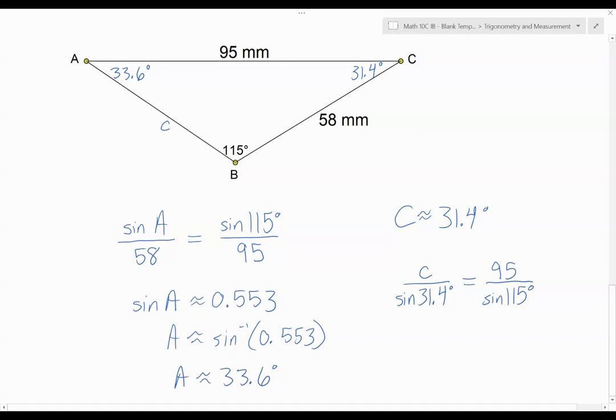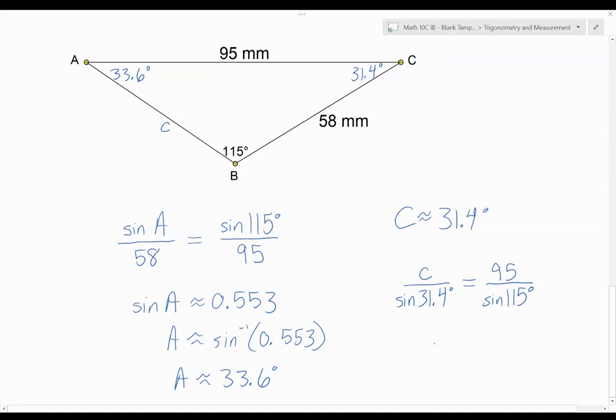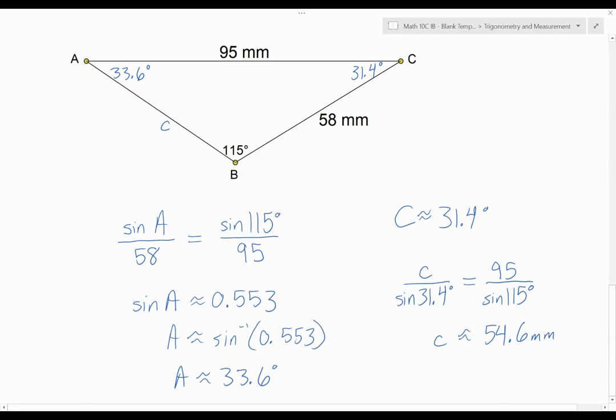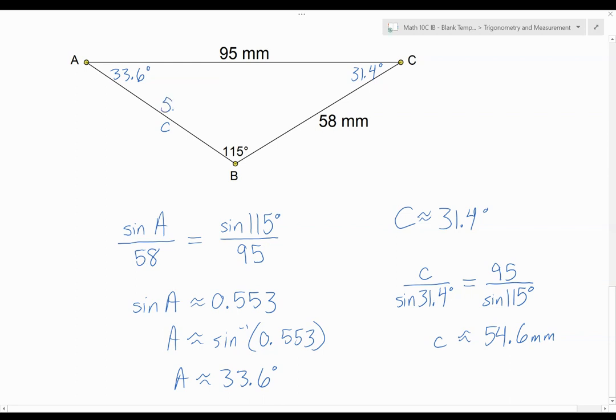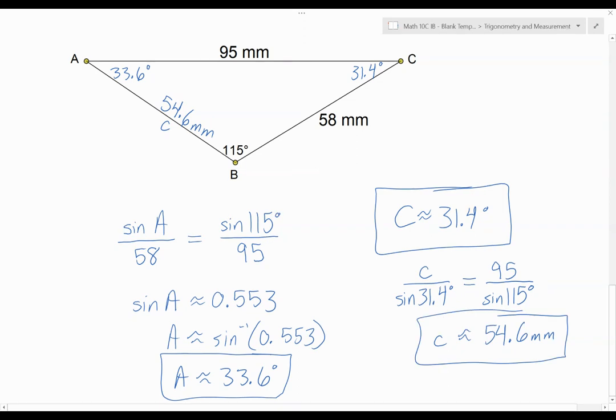So into my calculator, 95 divided by the sine of 115 times the sine of the angle I found, so the 31.4, gives me that C is approximately 54.6, and this was in millimeters. This is logical because I was expecting this to be the smallest side because that was the smallest angle. So that is the missing measures, where A is about 33.6 degrees, C is 31.4 degrees, and side C is 54.6 millimeters.